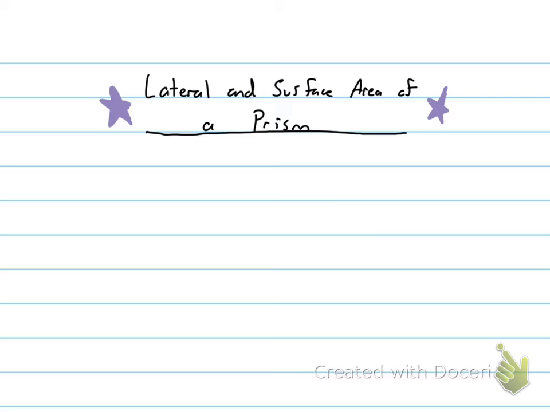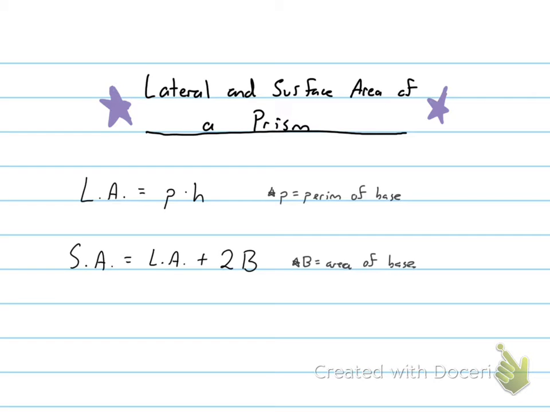So the formal formula for lateral and surface area of any prism: the lateral area is the perimeter of your base times your height, and the surface area is that lateral area plus 2 times the area of the base. You also can say that the surface area is perimeter times height plus 2 times the area of the base. Just know that perimeter times height is also equal to the lateral area.